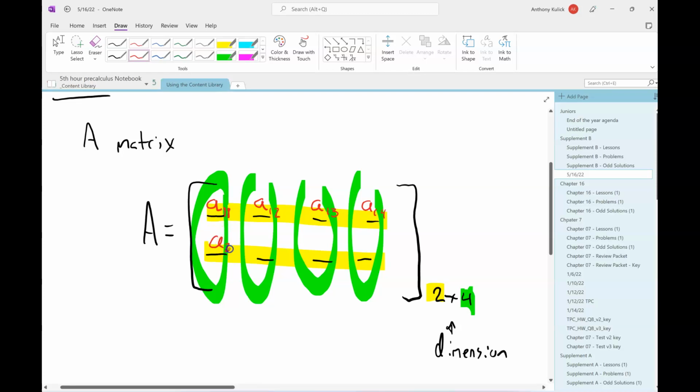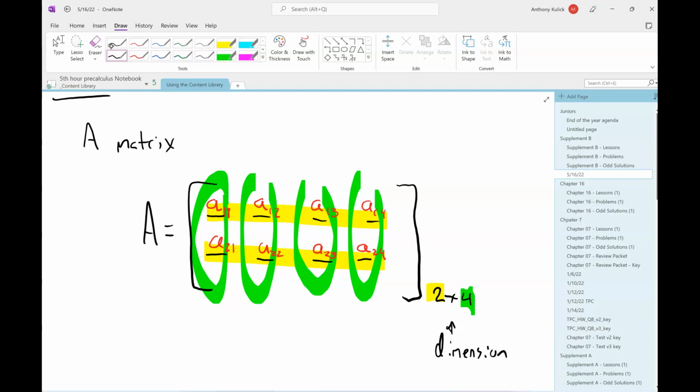So this one would be A21. Then we'd have A22, A23, and then A24. Everybody's okay with that idea? Fairly simple, but it's important that we understand these naming conventions because they'll become important later on.